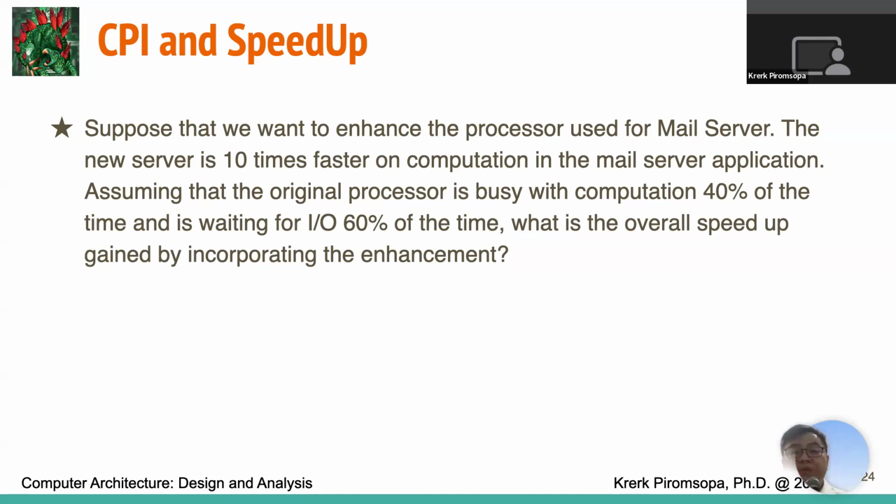Say we buy this mail server, the new one. What would be the overall speed up? Well, this is basically Amdahl's law. We improve something, we cannot improve everything, right? We cannot make the internet faster, but we can make our mail server faster. Now what? Okay, think about it a little bit.